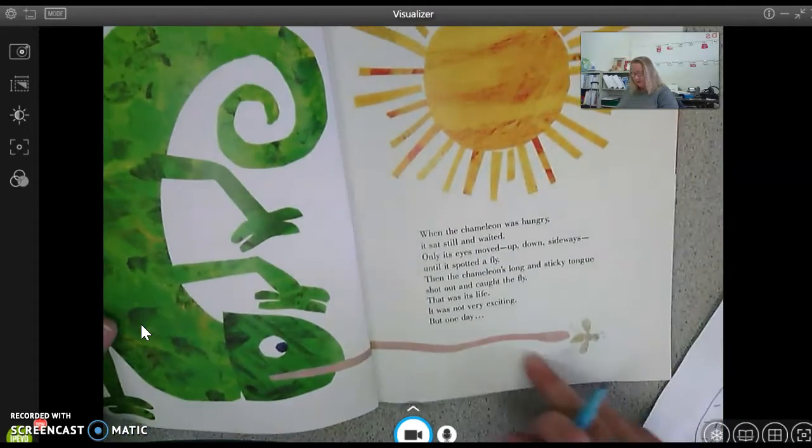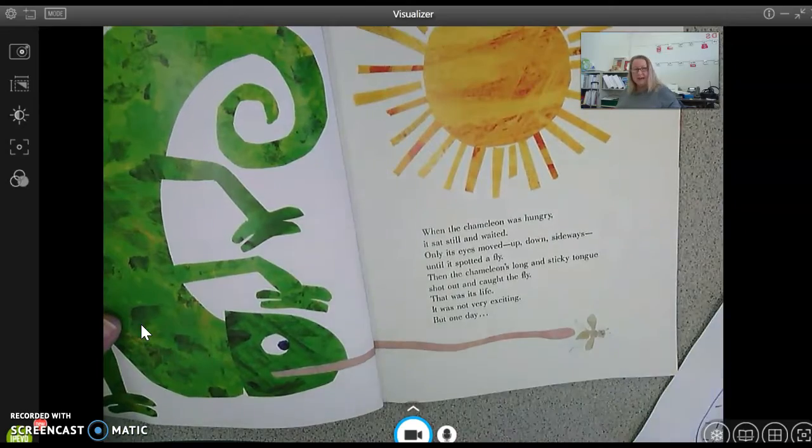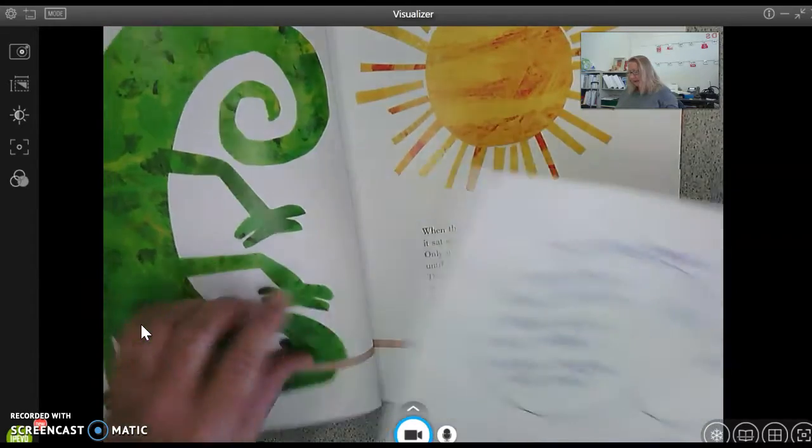And there was something else that we saw. What do they have? What do they both have in those stories? Yeah, they have a long tongue.